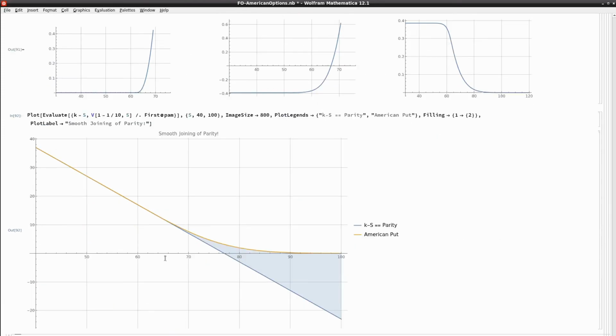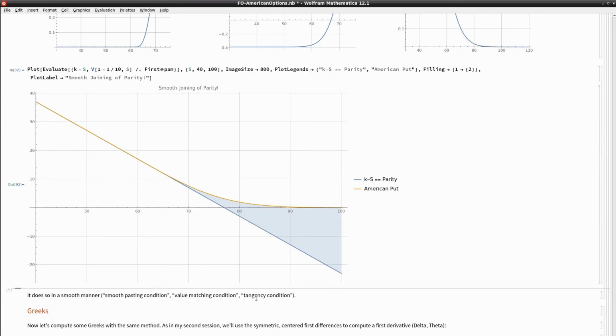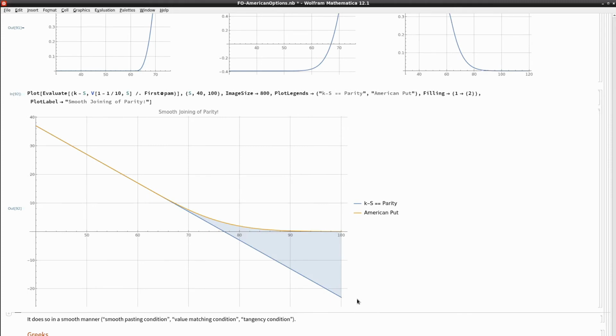And we have a smooth joining of parity. I said at the beginning that that's a requirement that we will want to have, and we get that with our NDSolve grid method. We get a very smooth joining of the orange and the blue curve. Okay, it does this in a very smooth manner called the smooth pasting condition, value matching condition, or tangency condition. Okay, so it seems we are pretty good at this point.